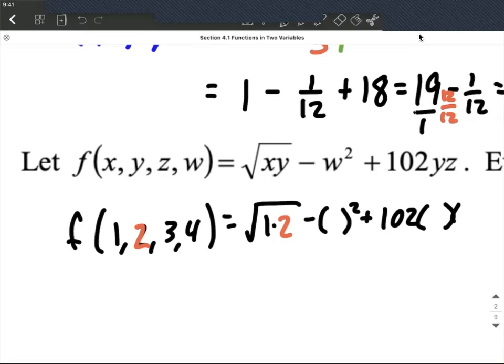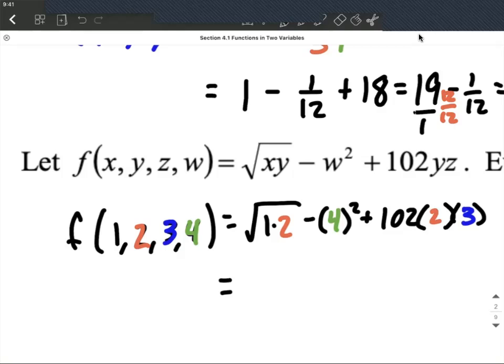102, y is going to get replaced back here with a 2. Z is going to get replaced with a 3. There's a 3 goes in for the z at the end. And finally, the 4 is going to replace our w. There's only a 4 right in there.